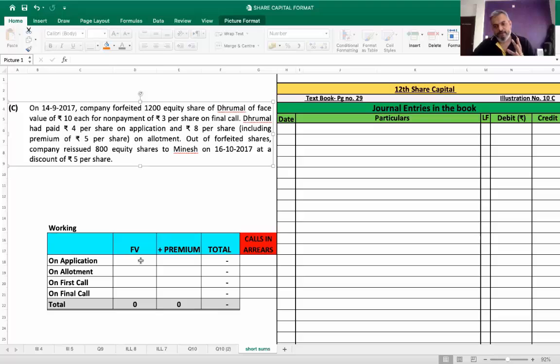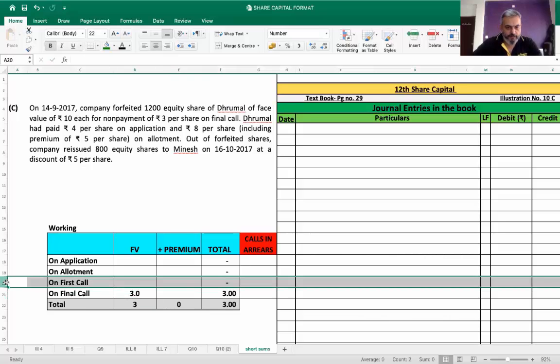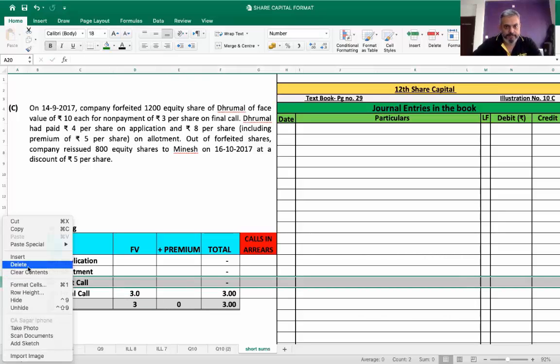So please be careful. Here the reissue is of 800 shares to Minesh on 16/10/2017 at a discount of rupees 5 per share. So first, let's do the working. Now, what information is given? We write first non-payment of 3 per share on final call. There is no first call, so remove it.